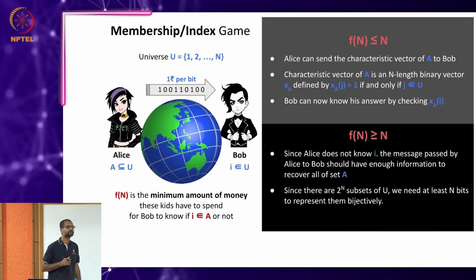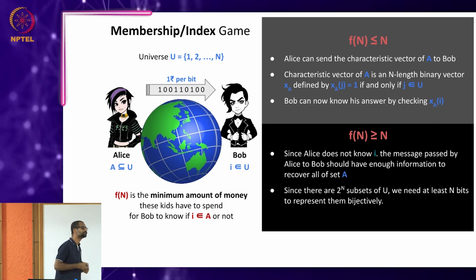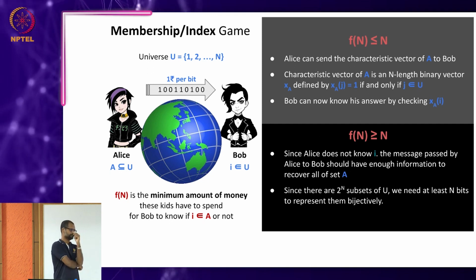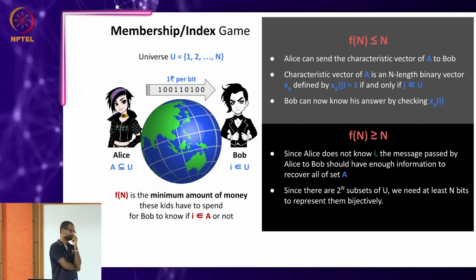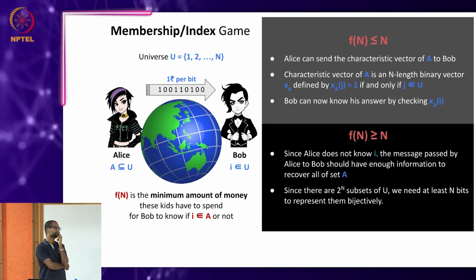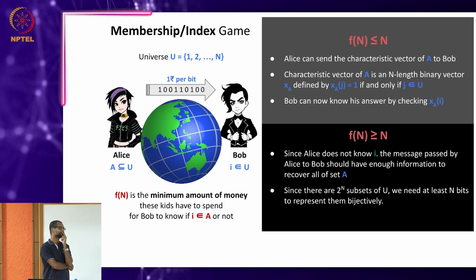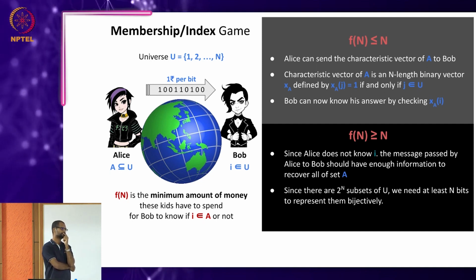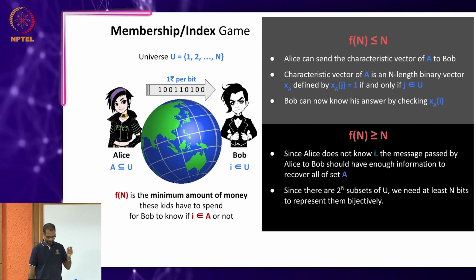Was there a question? So if Alice is sending the exact set that she has got, why do we need another thing to check if it is any of the 2 power n subsets? Alice is sending what all she has got. That's our characteristic vector. Good. I understand your confusion.